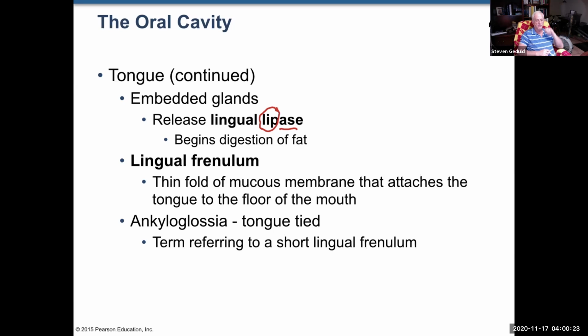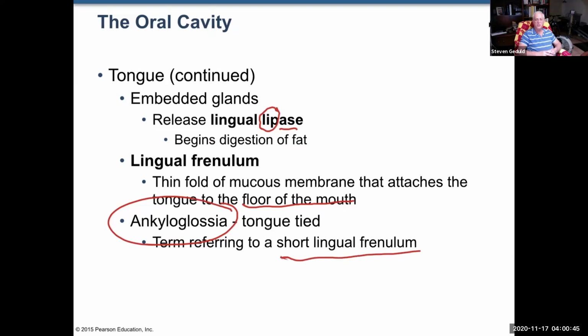The lingual frenum holds the tongue to the floor of the mouth. It is a thin folded mucous membrane attaching the tongue to the floor of the mouth. When you have what's called ankyloglossia, that frenum extends forward and actually goes to the tip of the tongue, so the tongue can't extend out of your mouth. That's a short lingual frenum.